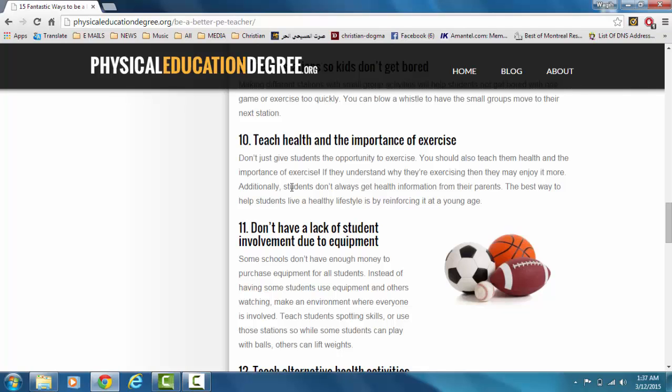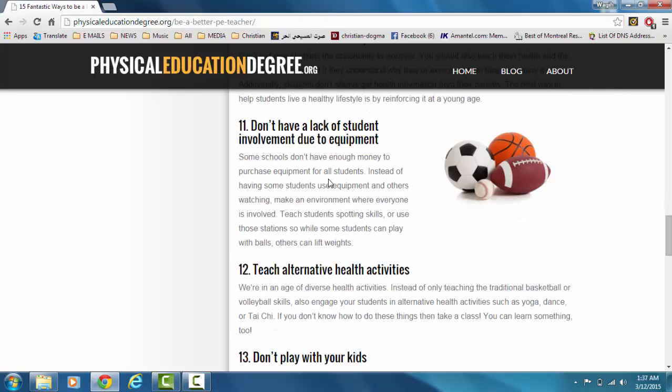The 10th tip says that you have to teach health and the importance of exercise. Basically, you want your students to know what's good for them and what's not good for them. That way, if they're not playing sports in school, they can do sports outside of school so that they can keep themselves in shape.